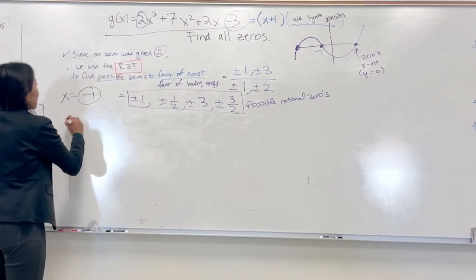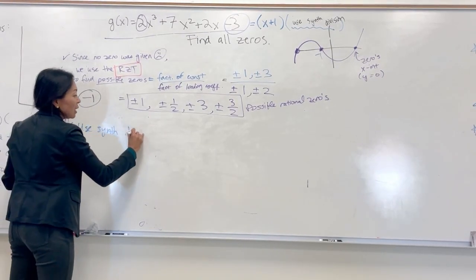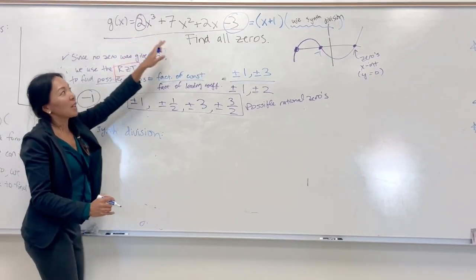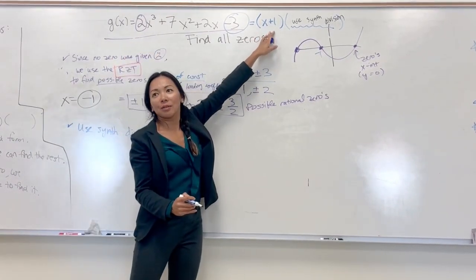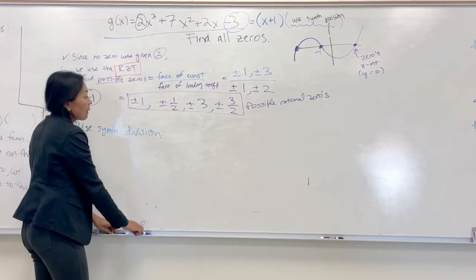So using synthetic division, back to the other problem that we did earlier, we're going to divide this by the zero of this, which is -1. What would I write if I did synthetic division?